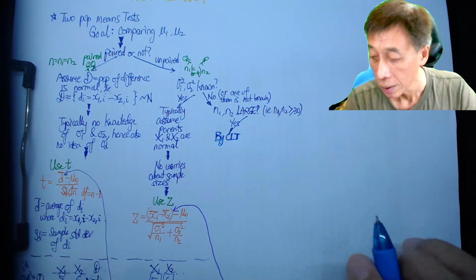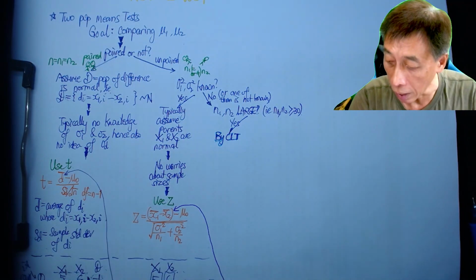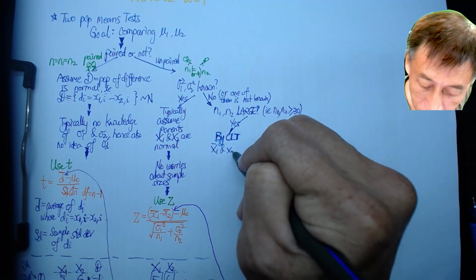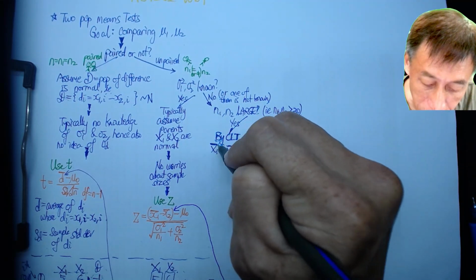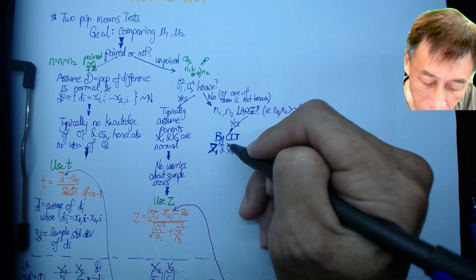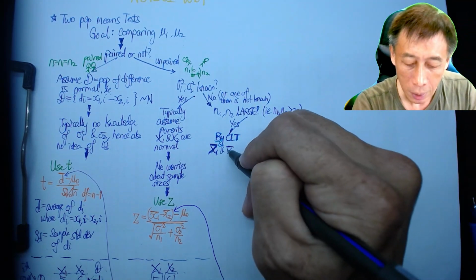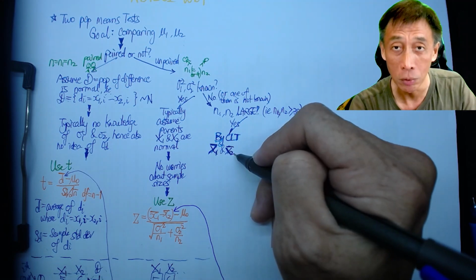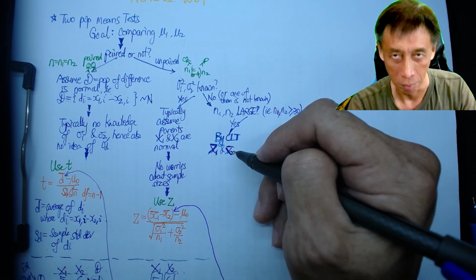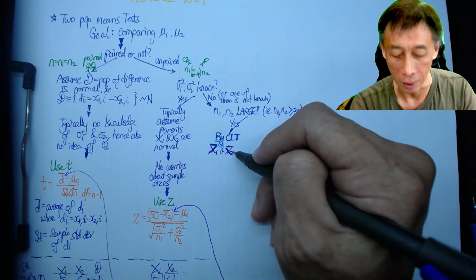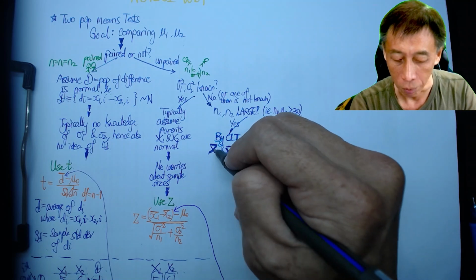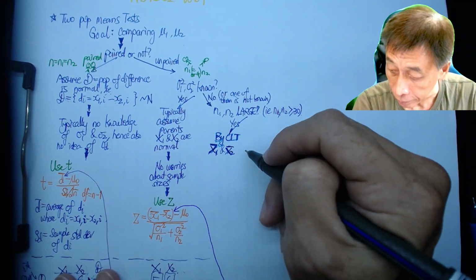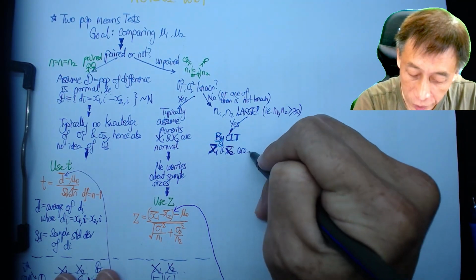By CLT, X1 bar and X2 bar are normal. Here I bar them. This is the sampling distribution of the sample mean. That means we sample X1, then we bar it, treating it on its own. Then we sample from X2, then we bar it, treating it as if we just sampled from X2 alone, right? And once we have them, we perform a subtraction. So these two are already normal.